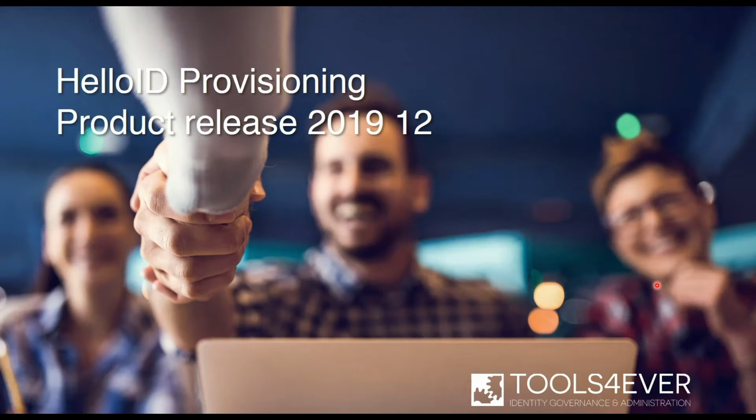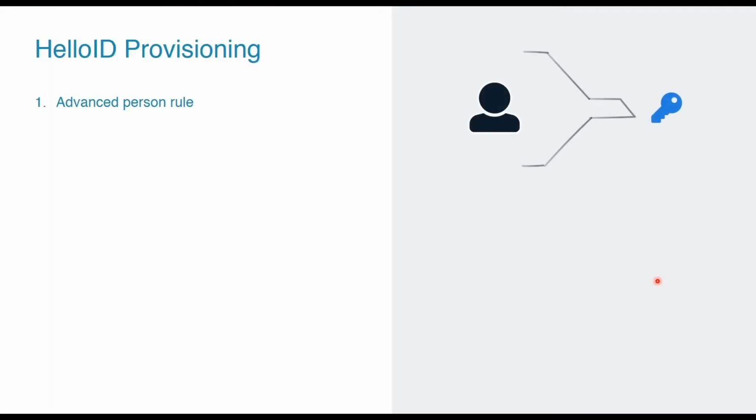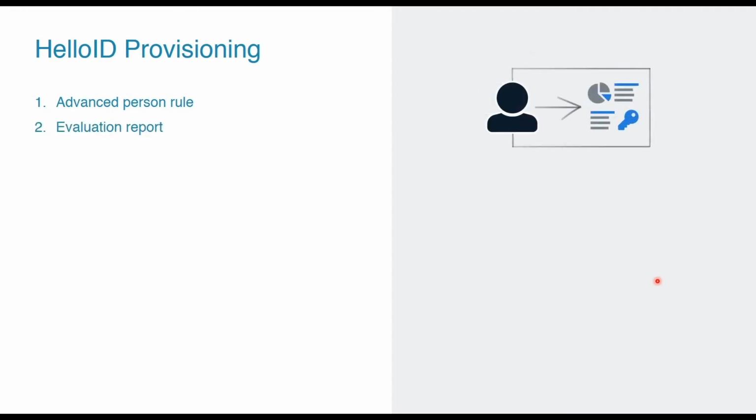We will start with showing you the new functions and features in a PowerPoint and then move on to demoing them. First up, we have updated and modified the Advanced Person rule. Then we added evaluation reports. Now you can see what the provisioning engine is going to do before you actually execute it. This will make modifications on your end safer. You'd rather not have to reverse changes in your network.